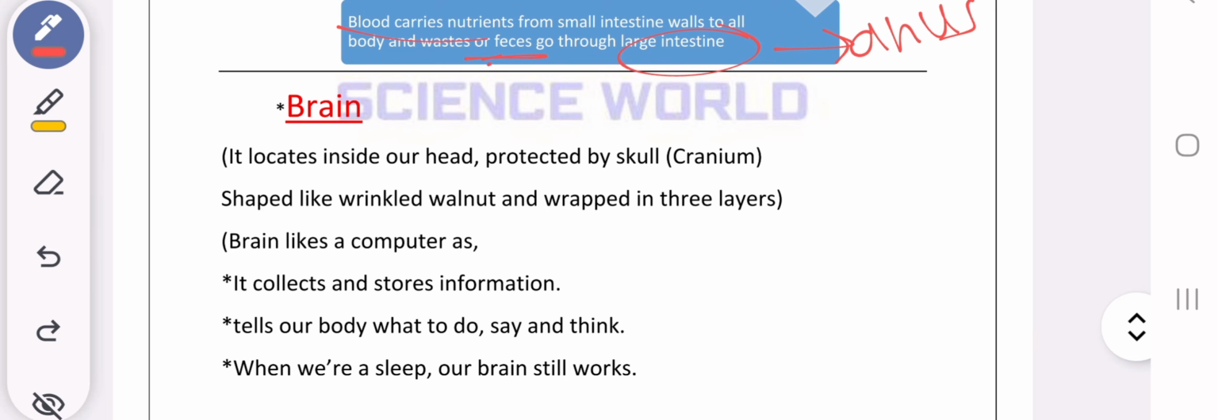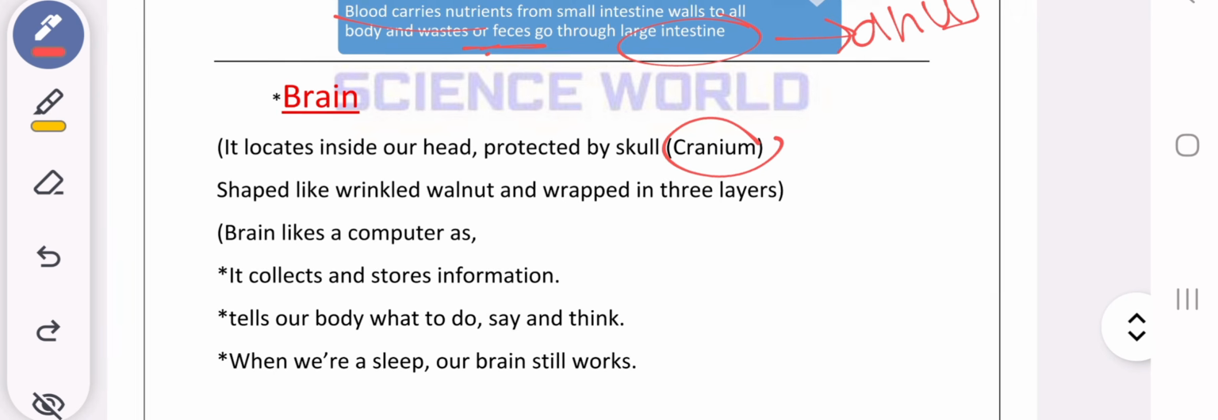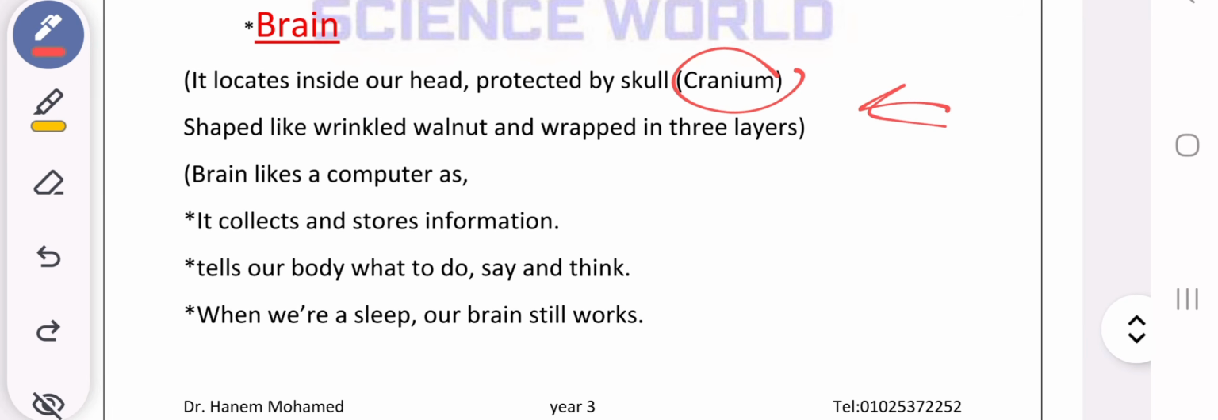The last part, the brain, inside your skull. We can call the skull a cranium. Okay, what is the shape of your brain? It's wrinkled, like an old wrinkled person. And wrapped in 3 layers. It has 3 layers.